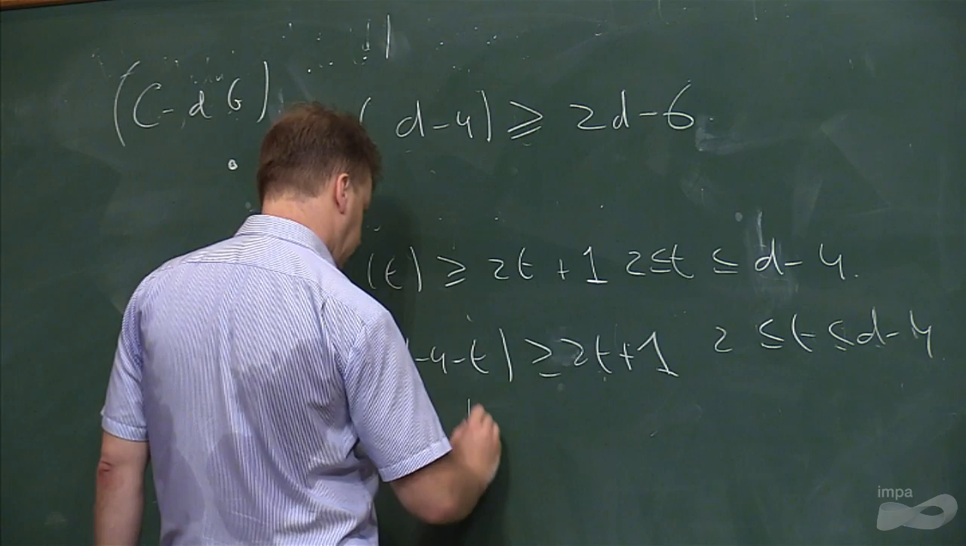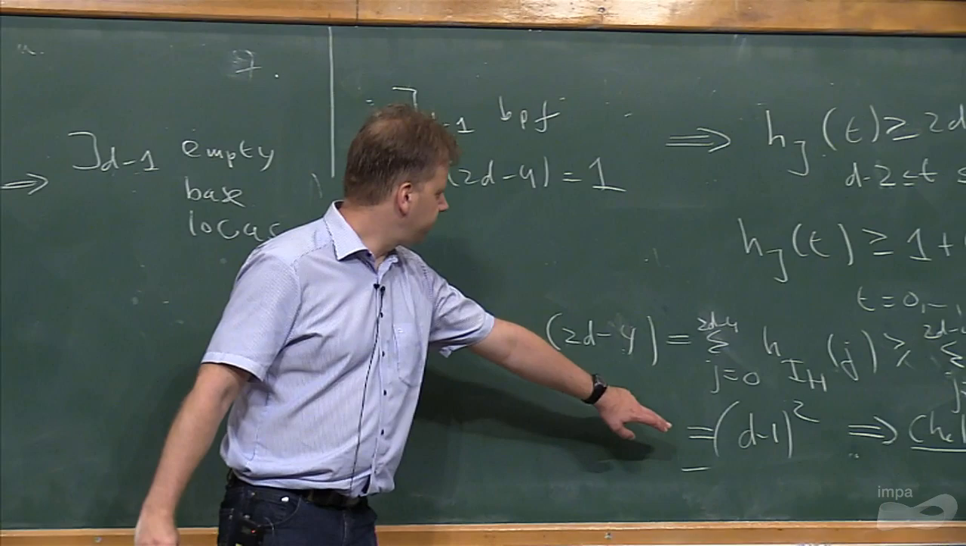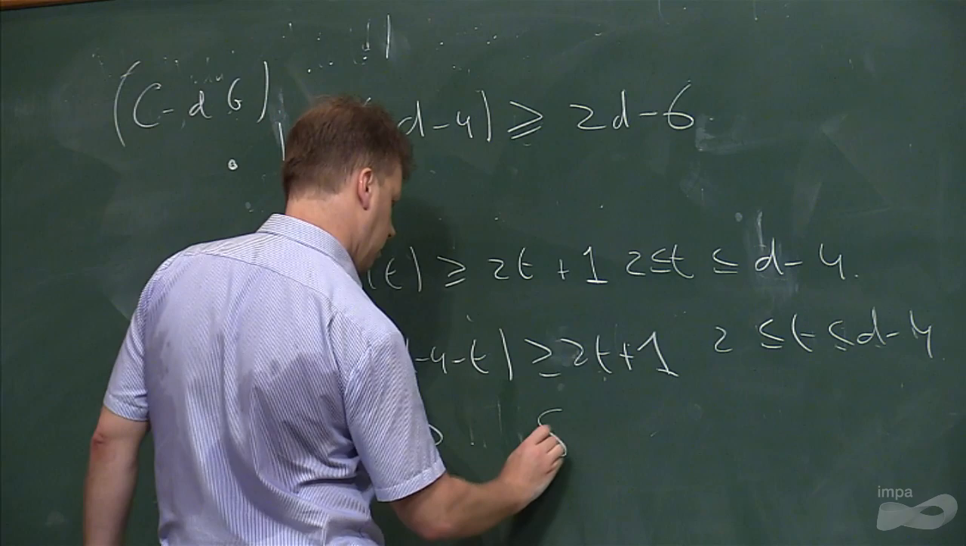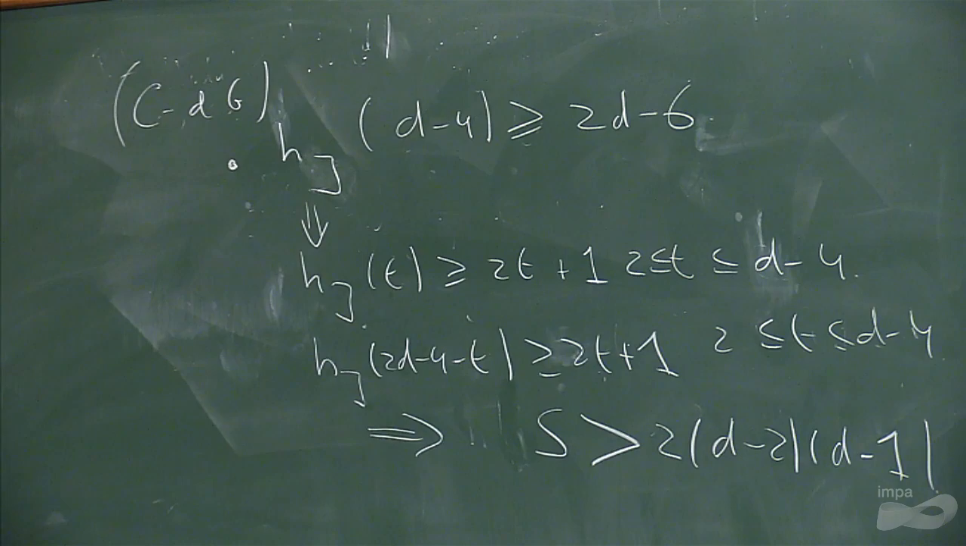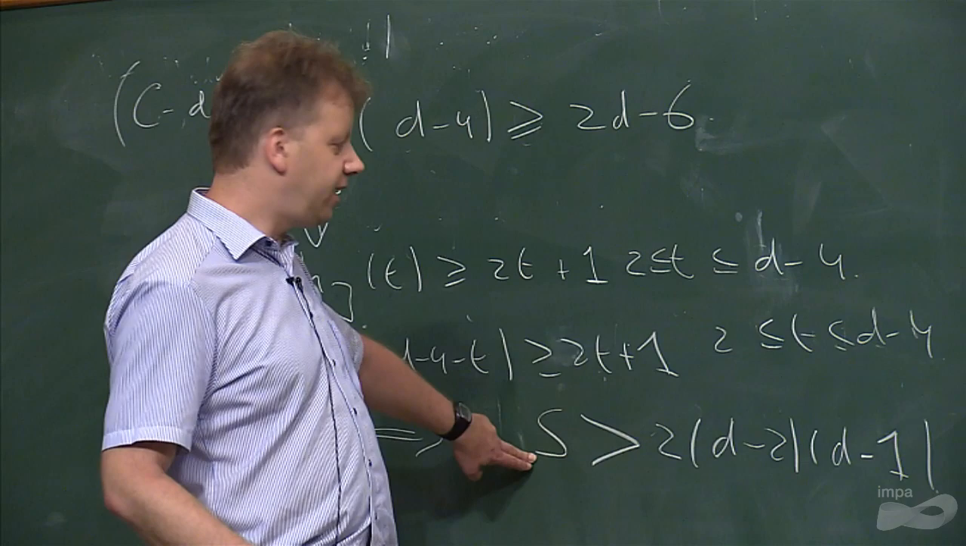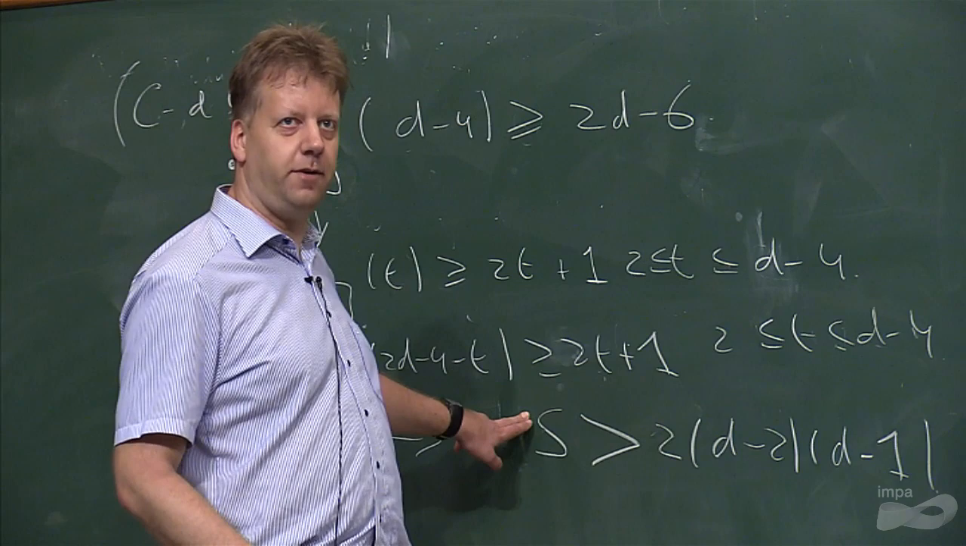using this series of inequalities here from this side, you will find that S is bigger than 2d minus 2, d minus 1. And that will say that in this case, you have more nodes than is relevant for Ciliberto and Di Gennaro, and you're okay.